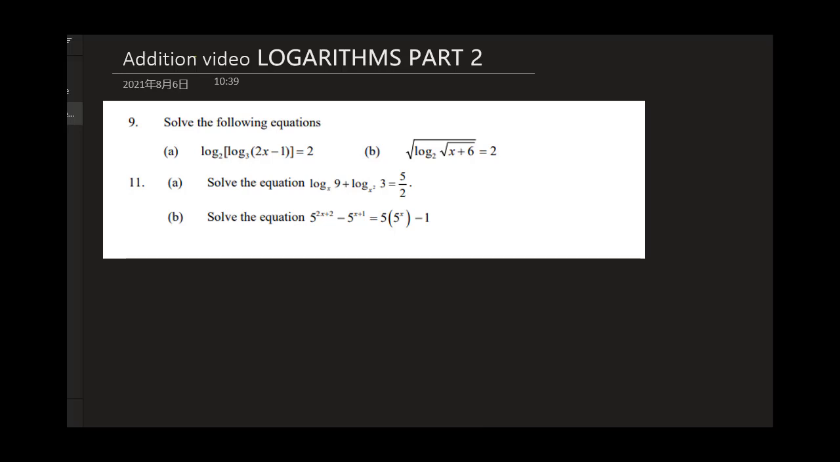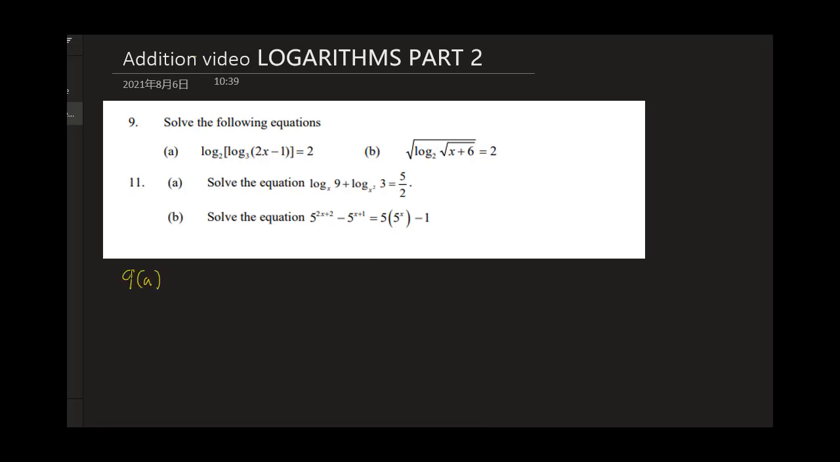Okay, continue with the part 2 logarithmic function. These two questions come from learning worksheet chapter 2. This is question number 9 and 11. Let's take a look at how to solve this kind of equation. For question 9a.